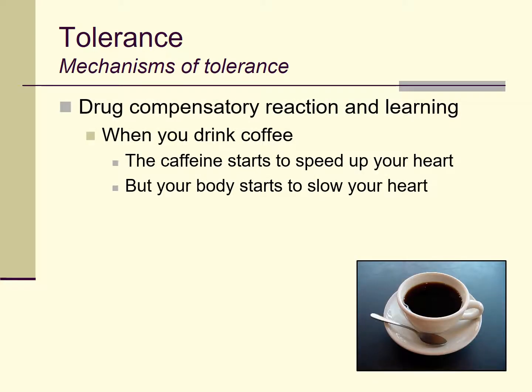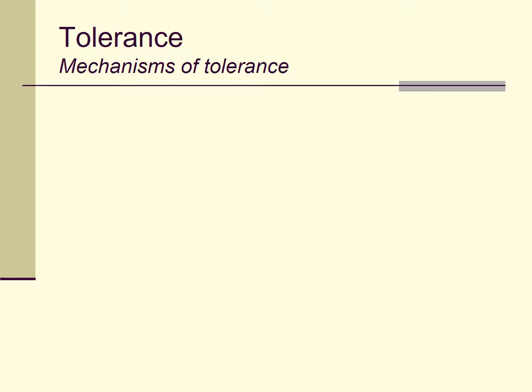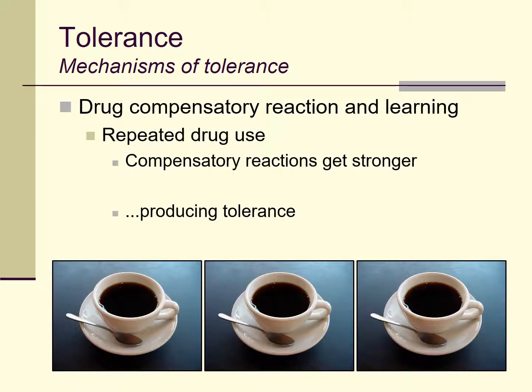I've also used this example before. When you drink coffee, caffeine starts to speed up your heart, and your body reacts to this by starting to slow down your heart, or counteracting it by slowing down your heart. With repeated use, over time, that compensatory slowing down reaction gets stronger and stronger, leading to less and less of an increased heart rate associated with caffeine, something that looks like tolerance to caffeine, at least tolerance in terms of caffeine's cardiovascular effects.